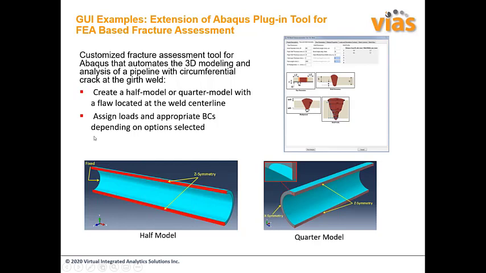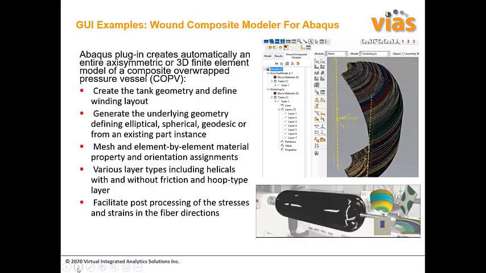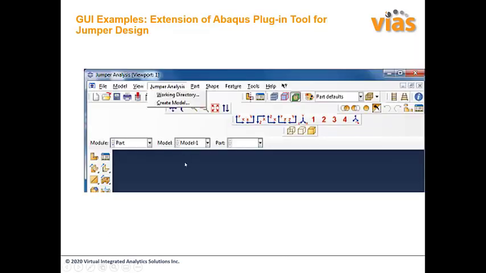Another example of the GUI plugin is to model a fracture: create the fracture geometry for the FEA-based fracture assessment in a pipe model, apply the loads and boundary conditions to help you assess whether the crack will develop under the given loading, and then do the post-processing of it. Another GUI example is the bound composite model for Abaqus, for example, for pressure vessels that have composite materials, and you can specify them layer by layer. So that GUI tool also helps you in developing that type of application.